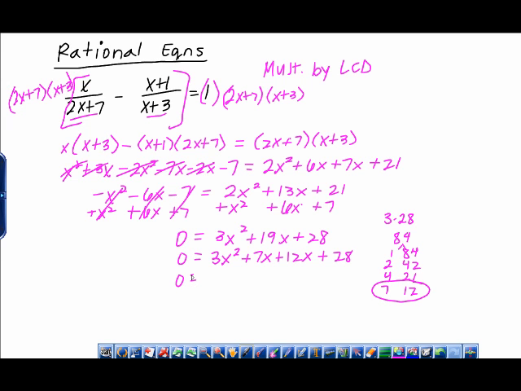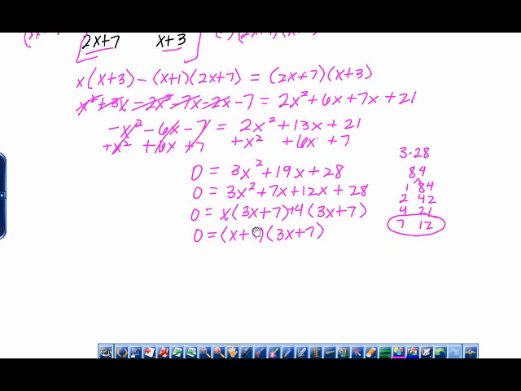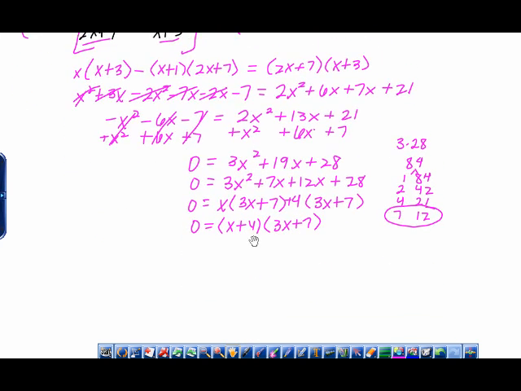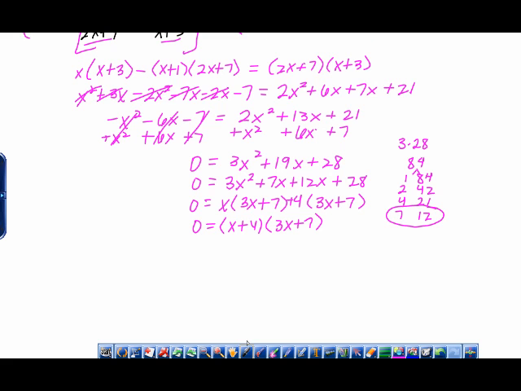Okay, so then we have, let's factor out an x, and I have 3x plus 7. All right, and now I want to have 3x plus 7 over here, and in order to do that, I need to take out a 4, it looks like. So then I have 0 equals x plus 4, and then 3x plus 7. And let me move this up just a little bit. So then I would have x plus 4 equals 0.